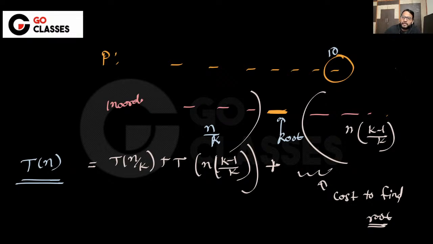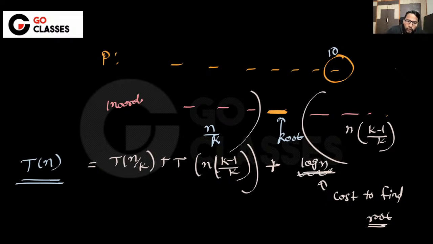Yeah, that's where I'm coming. So how to find the right and left subtree? That's where I'm coming. So this is the cost to find the root. Now, if this is 10, then how will you find the 10? Maybe since it is sorted, you can do the binary search, right? So you can find this in log n time definitely, because you can do the binary search. That's one way, right?